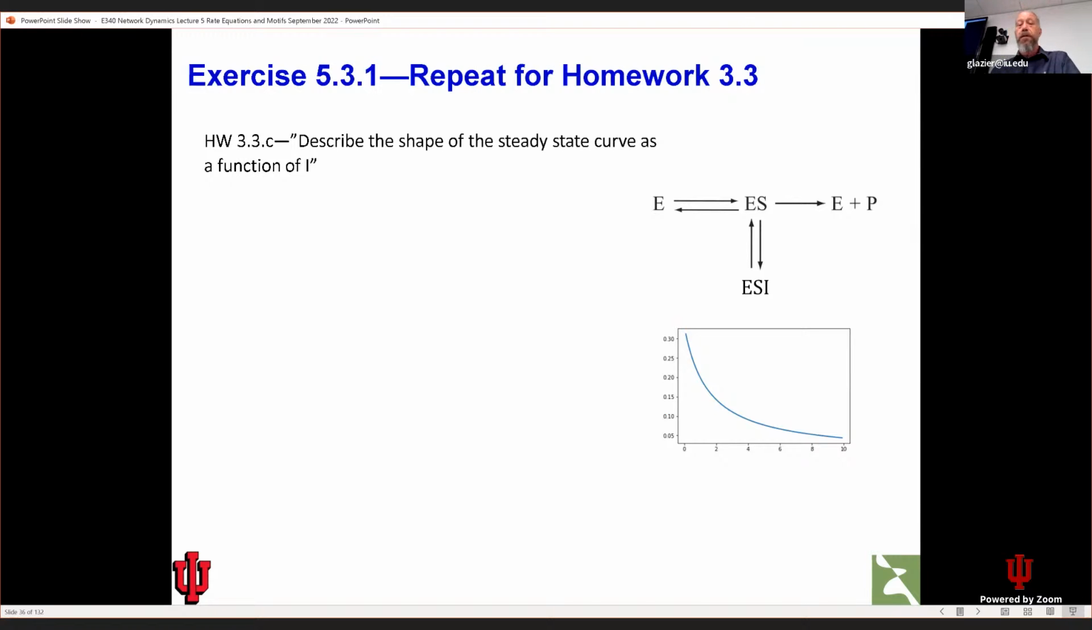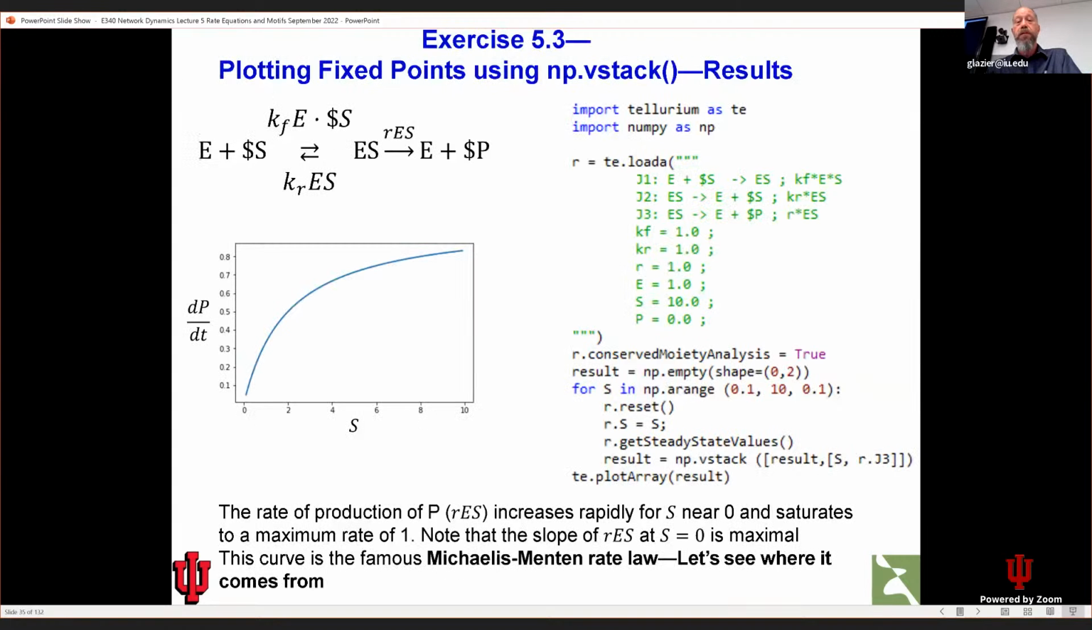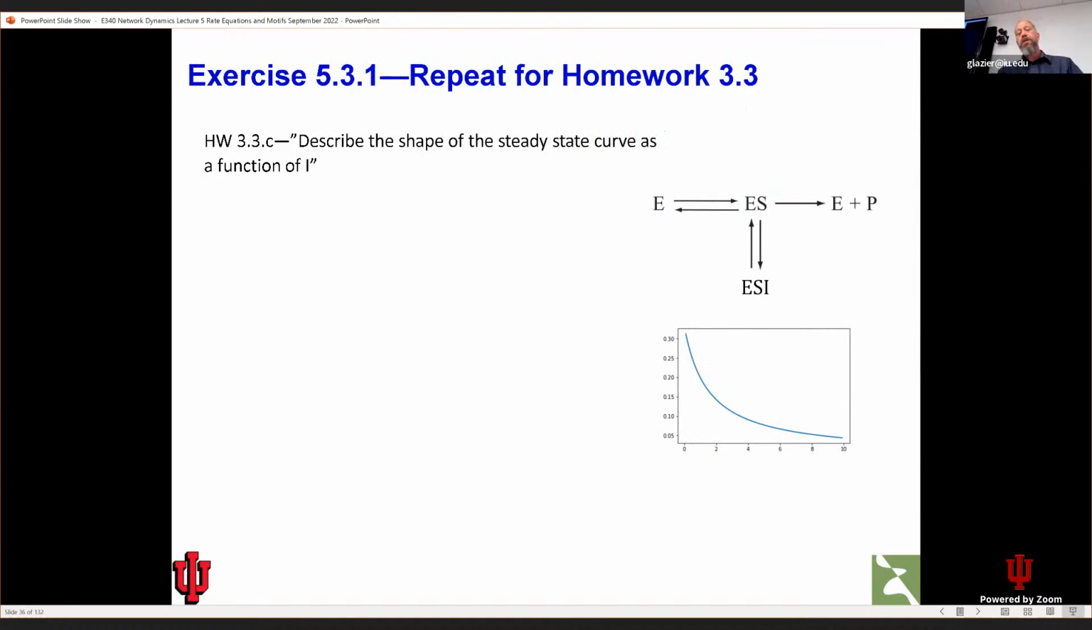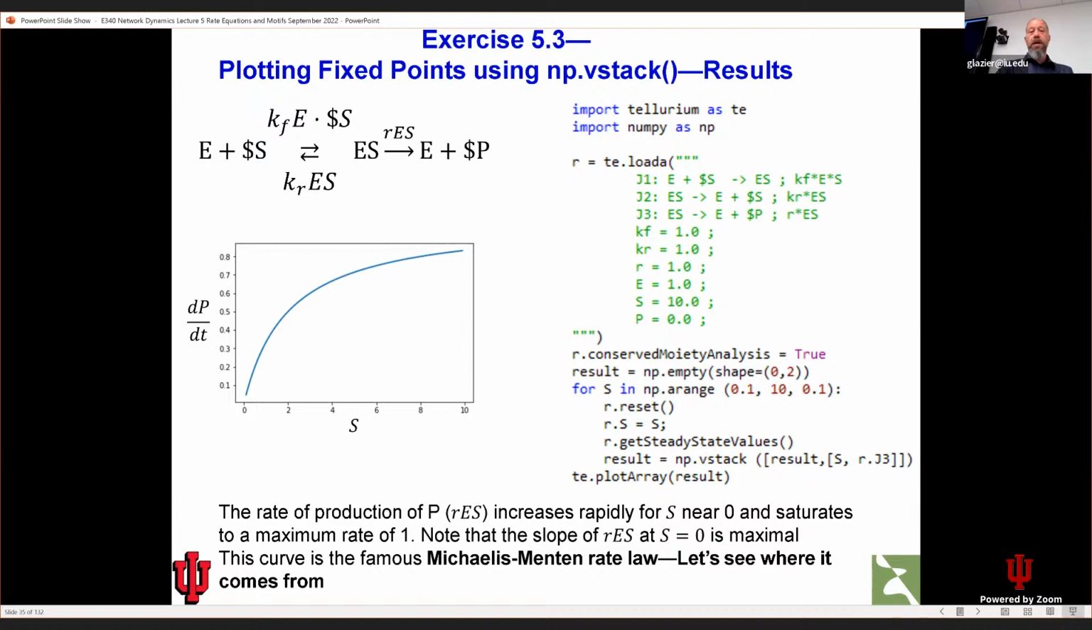And so the last thing that I would like people to do is to do homework problem 5.3.1. What I want you to do here is add one reversible reaction. That reversible reaction now is ES goes to ESI at a rate K, and you'll just set that rate to 1 again. Or you can use R if you like: R times ES times I. And ESI goes back to ES at a rate R times ESI.